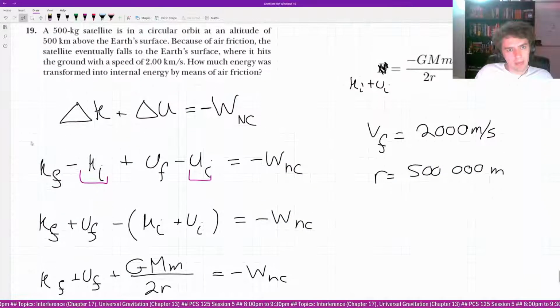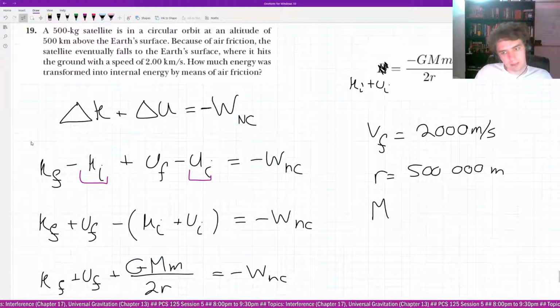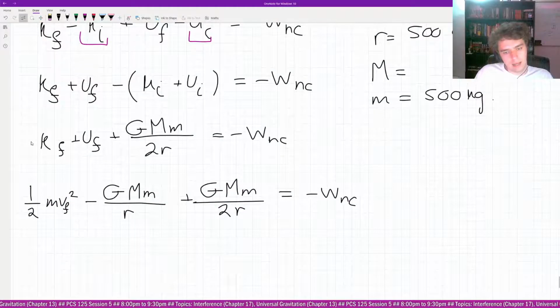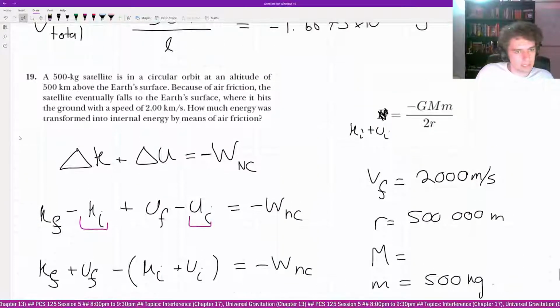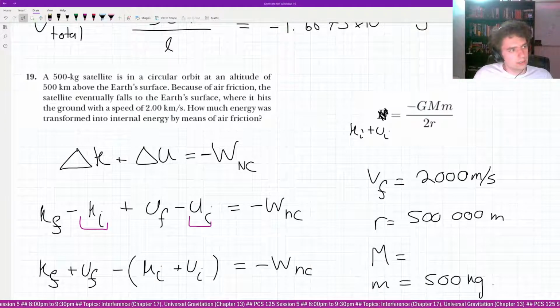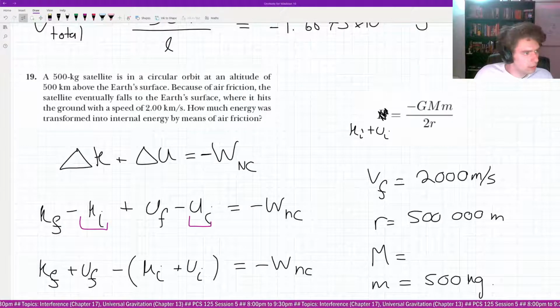We know the big mass. We don't know the big mass yet, but I'll find that. And little mass is 500 kilograms. And that's everything. We just need the big mass, which is the mass of the Earth, which is 5.97 times 10 to the 24.